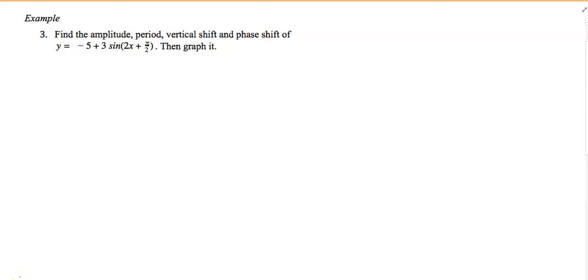Hello everyone. Today we investigate the graphs of sine and cosine functions. Example: find the amplitude, period, vertical shift, and phase shift of y equals -5 plus 3 sine of 2x plus pi over 2, then graph it.